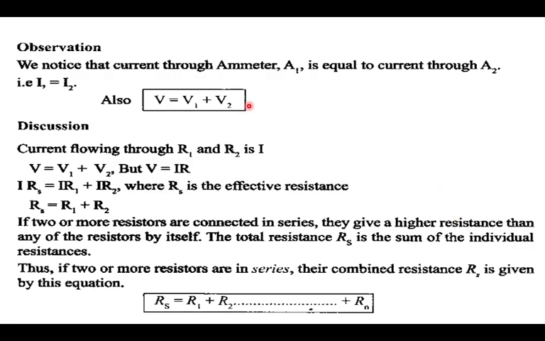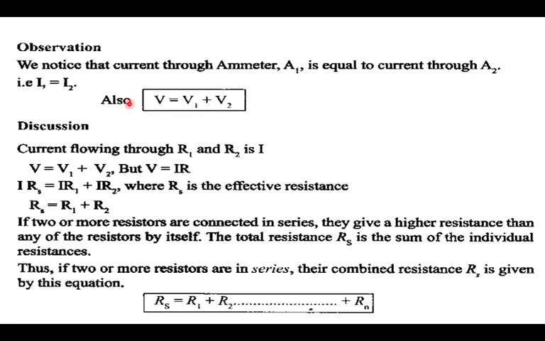From the setup, we said that I1 is equal to I2. The current that is read by ammeter A1 is the same as that of A2 because the circuit is series. The components are in a series setup. So current in a series circuit is uniform, is the same at all points.